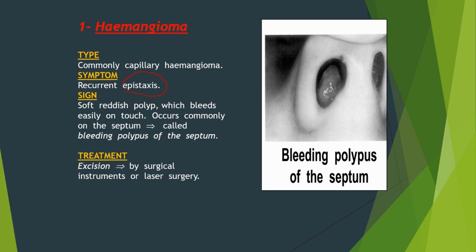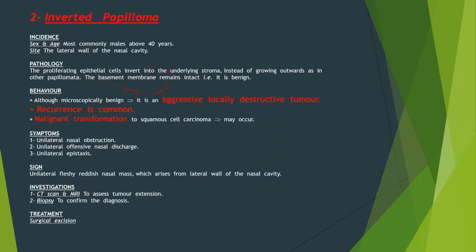By examination, you will see a soft, reddish polyp which bleeds easily on touch, occurs commonly on the septum and is called the bleeding polypus of the septum, and it's usually treated by excision by surgical instruments or laser. Inverted papilloma. Usually it occurs in males above 40 years, and it comes from the lateral wall of the nasal cavity.